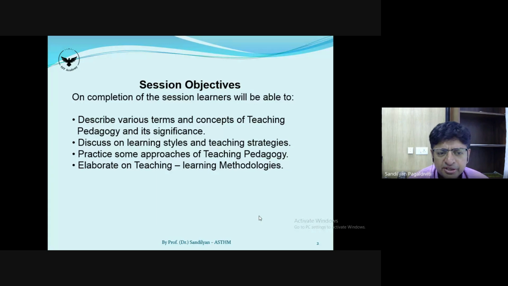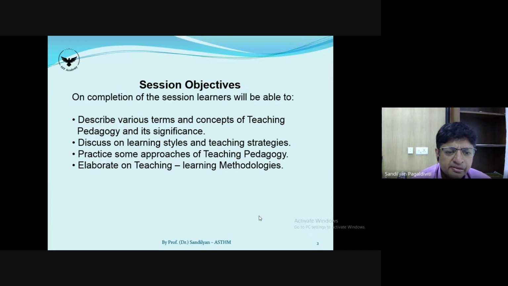For this session, as I said, we have to have some purpose. The objectives of this session are very simple. We'll understand various terms and concepts of the teaching pedagogy and its significance. We'll also understand what the different learning styles are and what different teaching strategies or methodologies can be adopted.